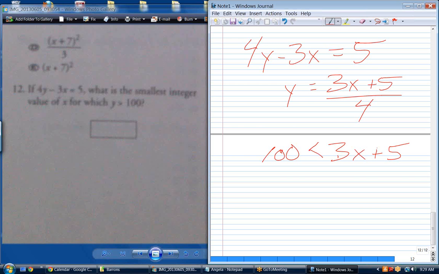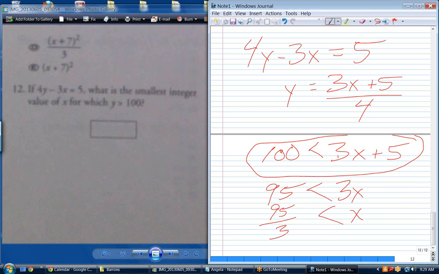They're saying, what is the smallest integer of x that gives a value of y greater than 100? Well, I need to solve this inequality. If I solve that inequality, I get 3x is greater than 95. So x has to be greater than 95 thirds. 95 thirds is 31 and 2/3. So x has to be greater than that, which is 32.